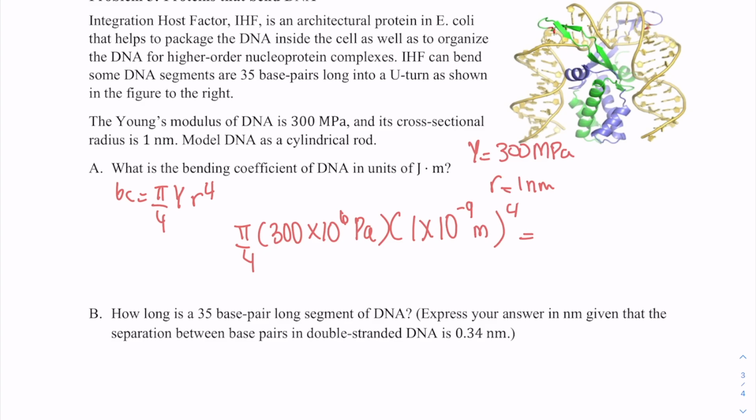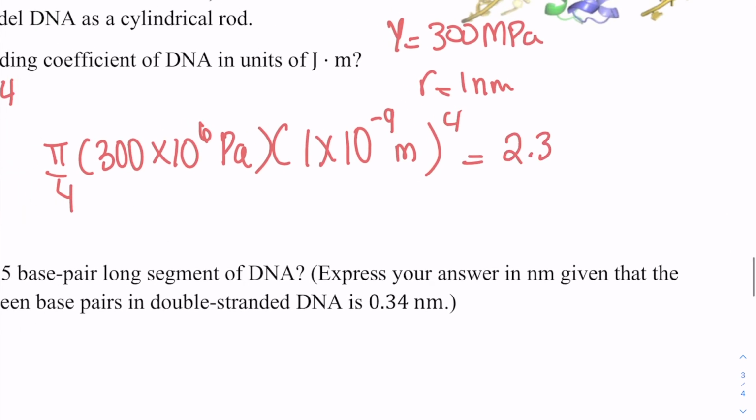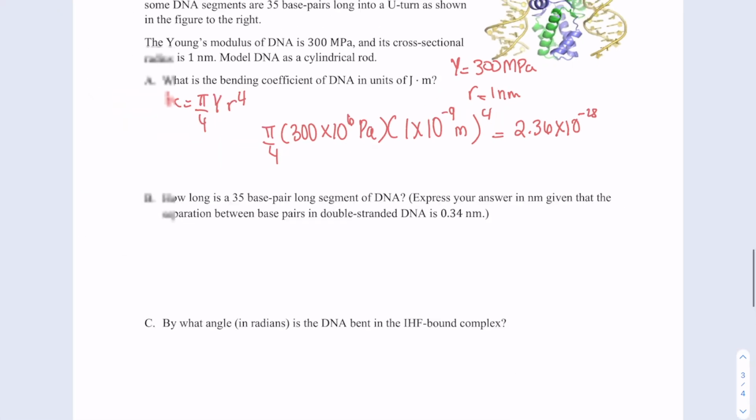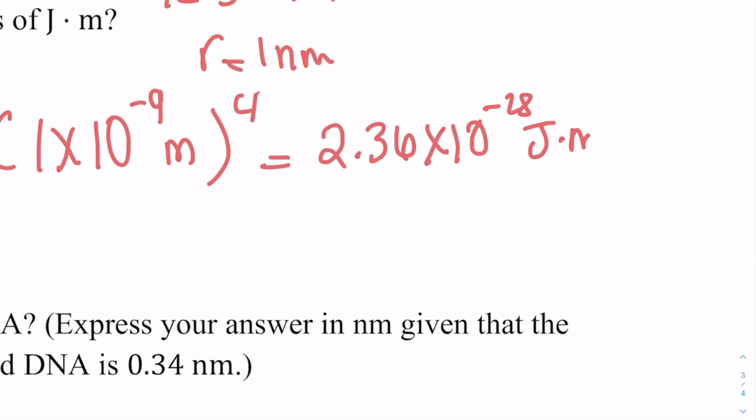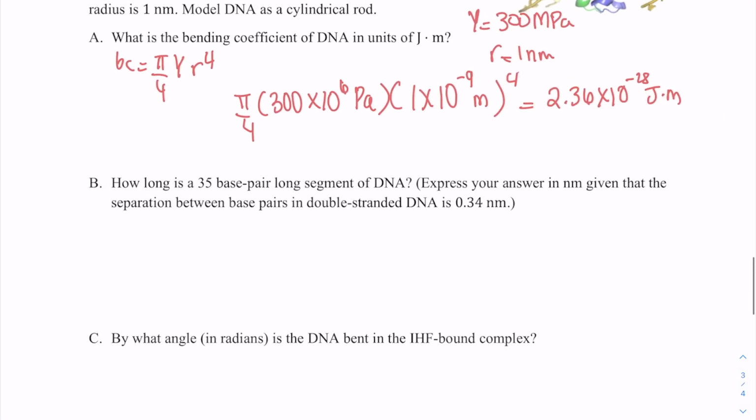I got 2.36 times 10 to the negative 28. Yep, that's what I got as well. They want us, yep, it's joules per meter, or not per meter, joules times meter, sorry. There. Joules times meters. So that should be it for part A. That's our bending coefficient for DNA.